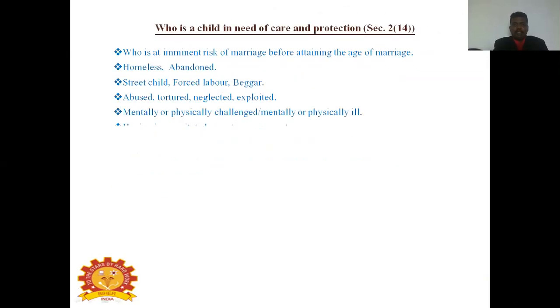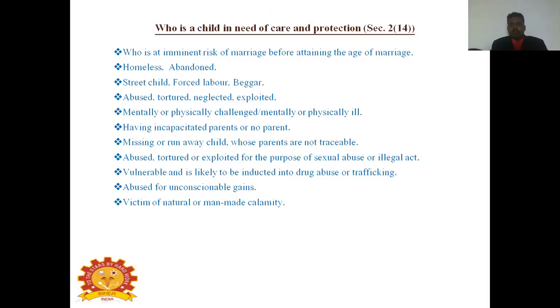If any child goes with a crime, the child comes under the JJB, conflict with law. If any child needs care and protection, the child goes directly to the CWC, the Child Welfare Committee. Who is a child in need of care and protection?